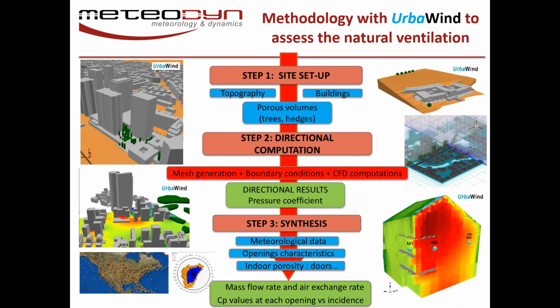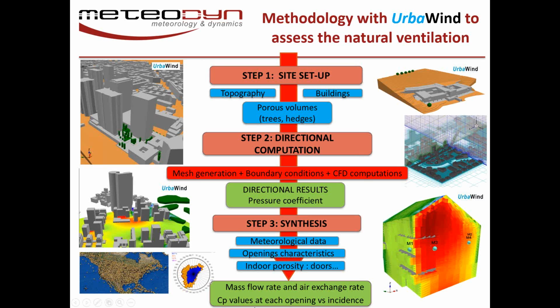So how does it work for UrbaWind? It's in 3 steps. The first step is to set up the case. You need at least the building's information, but you can also add topography, like here, and you can add porous elements, like here in green. Once you set up the case, you need to run the simulation. The meshing is completely automatic, you don't have to worry about that. Same for the boundary conditions. This is automatic, and you will get the pressure coefficient.